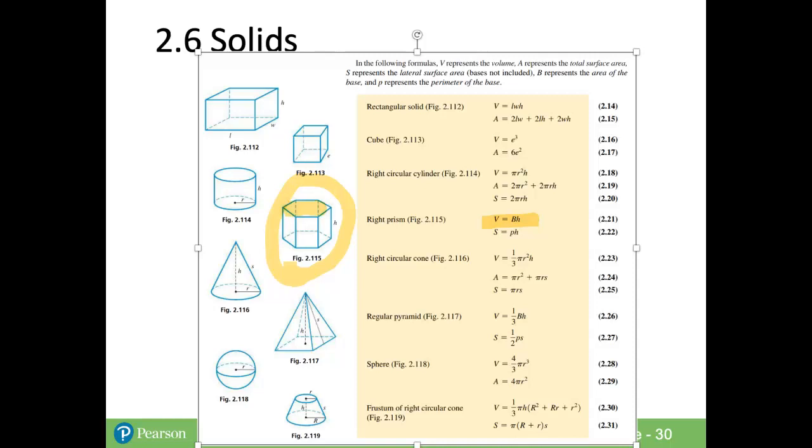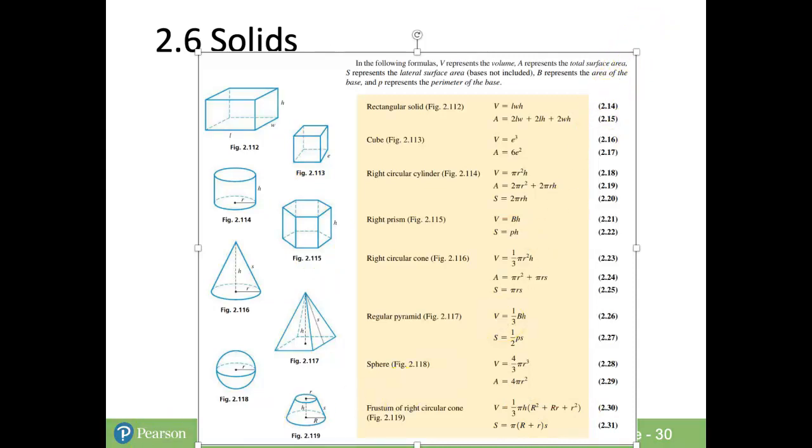Notice here that there are two R's. There's a capital R and a lowercase r in this formula when you're looking at both the formulas for the surface area and the volume. The capital R is the radius of the larger circular base, whereas the lowercase r is the radius of the smaller one. So anyway, those are the formulas that we're going to be using.